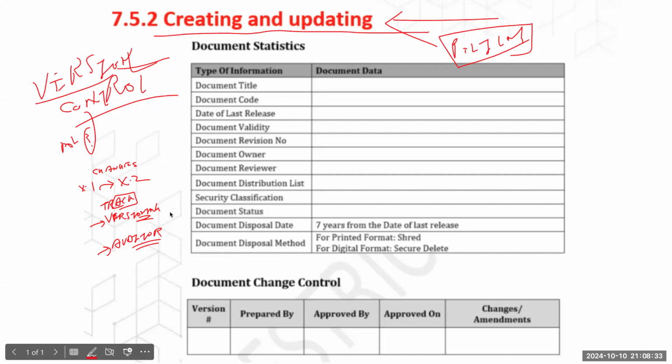And what are the main things that the auditor will look for in this particular one? What is the latest version number, and what are the changes from the previous version to this version, and who has approved it? Approved by whom, and approved on which date, and what were the approved changes? These are the main three things that they will always look for.